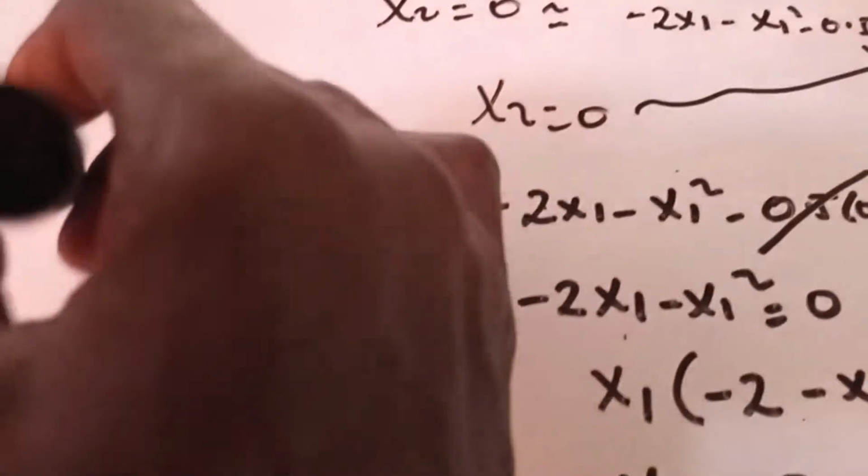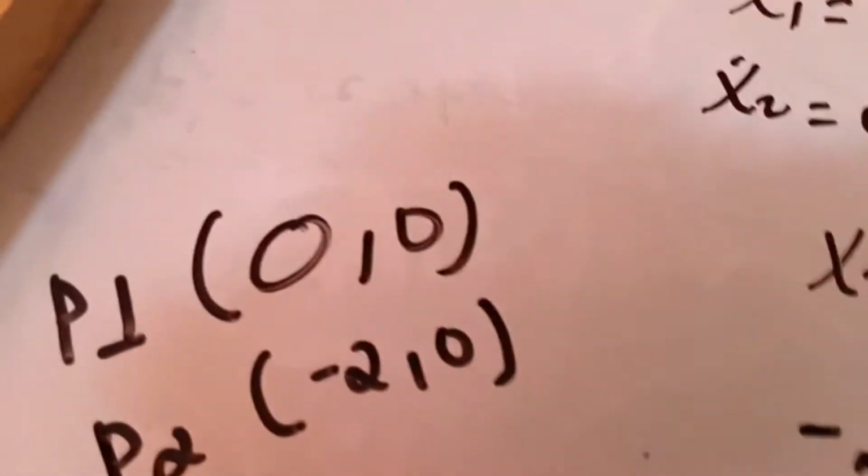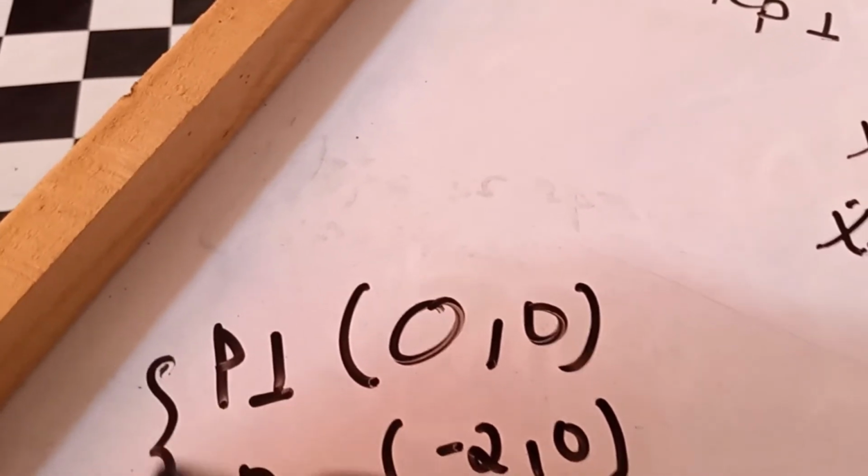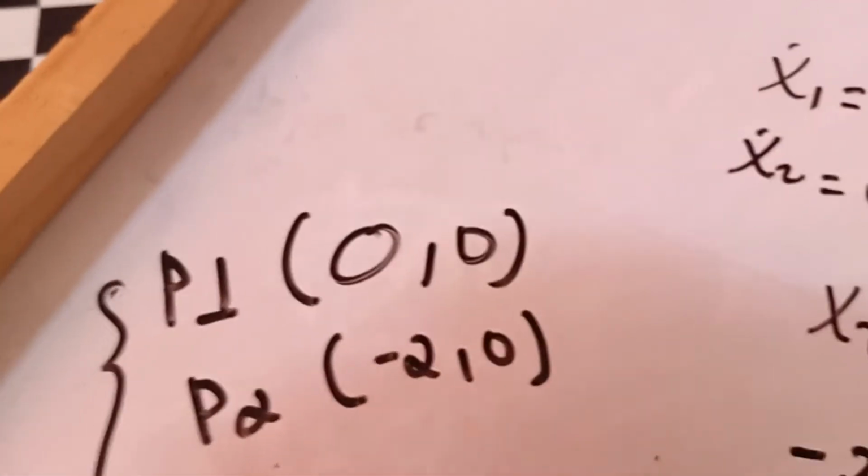So our singularity point is x1 at 0 0. The first point is x operated at 0 0, which is our point 1, and point 2 is 0 and minus 2, or minus 2 and 0. So these 2 points are our singularity points.